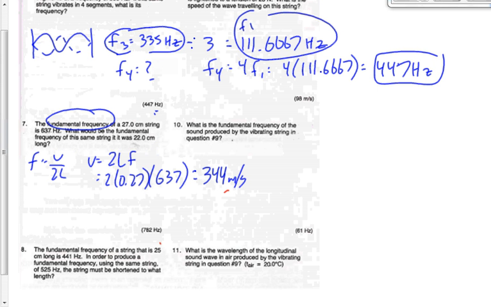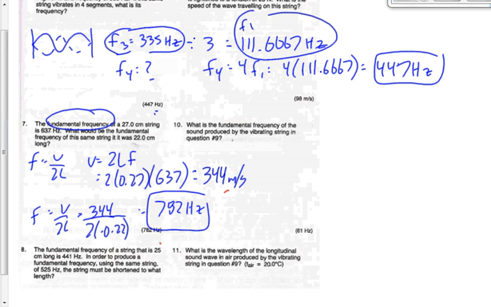Now, if the speed stays the same when we change the length of it, let's rearrange the same equation to solve for L. It becomes V over 2 times F. Use the same speed, 344, divided by 2 times, no, sorry, we're solving for F here now, right? Again, F is equal to V over 2L. 344 divided by 2 times 0.22. And when we do that, we should get 782 hertz. We get a number that's bigger than it was the first time.